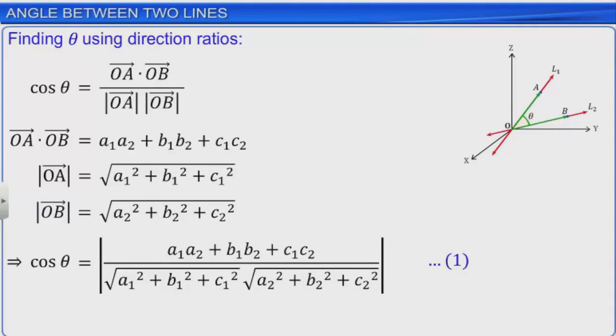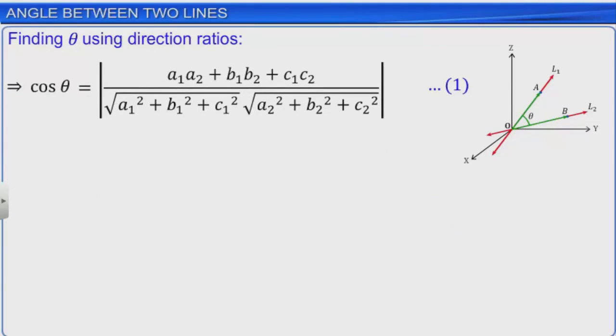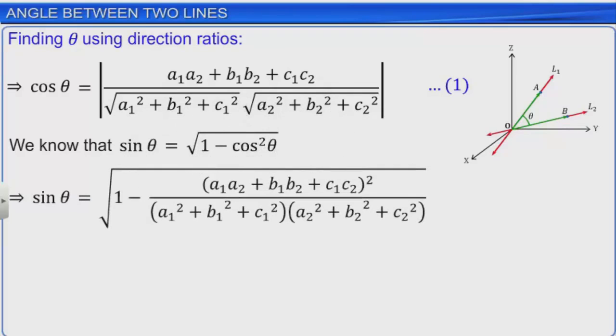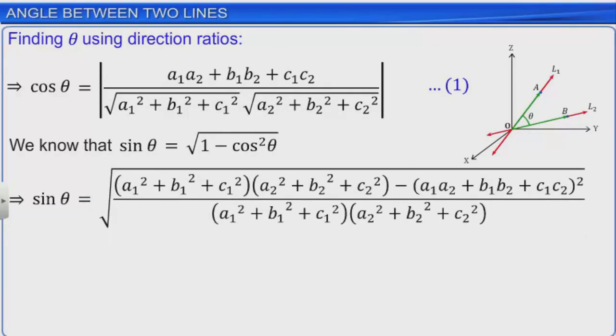Now, we will find the sine of angle theta between vectors OA and OB. From trigonometric identities, we know that sin theta is equal to under root of 1 minus cos square theta. On simplifying, we get the expression for the sine of angle theta between lines L1 and L2. Let this be equation 2.